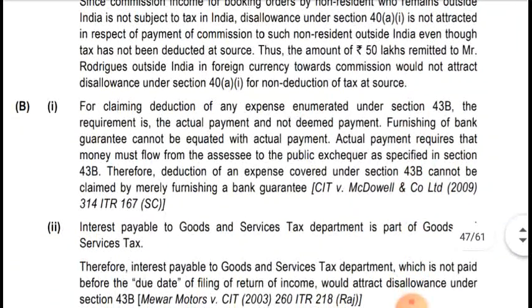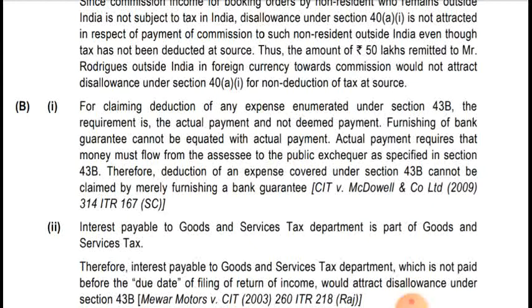For claiming deduction of any expense enumerated under section 43B, the requirement is the actual payment and not deemed payment. Furnishing of a bank guarantee cannot be equated with actual payment. Actual payment requires that money must flow from the assessee to the public exchequer as specified in section 43B. Therefore, deduction of any expense covered under section 43B cannot be claimed by merely furnishing a bank guarantee. CIT versus McDowell and Company Limited, 2009, 314 ITR 167, Supreme Court.